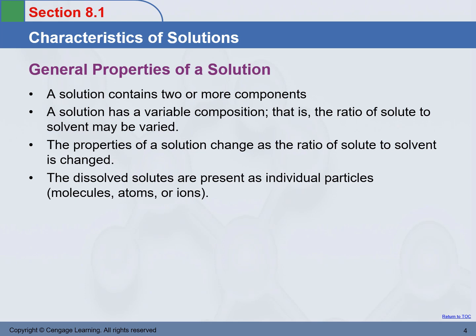The dissolved solutes are present as individual particles. Again, using our salt water solution, the big chunks of salt before dissolving, we can see them, but once they are dissolved in water, they stay as individual ions in this case. Ions are too small for us to see, so we cannot see them anymore once they are dissolved because they stay as individual ions, individual particles.